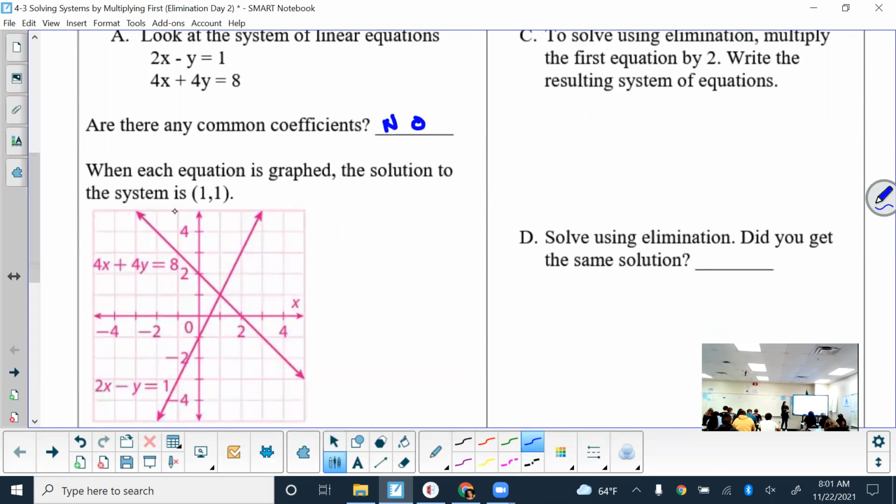When each equation is graphed, so we're kind of taking a break from elimination and we graph them, it says that the solution is 1, 1. All right, that is where they intersect. So the solution should be 1, 1.